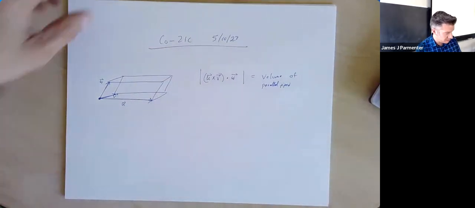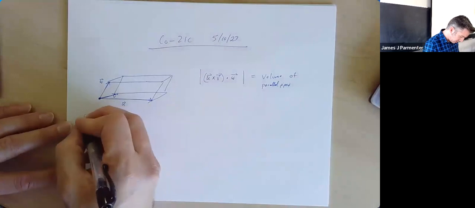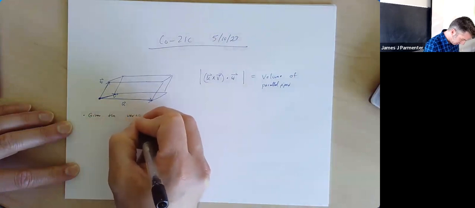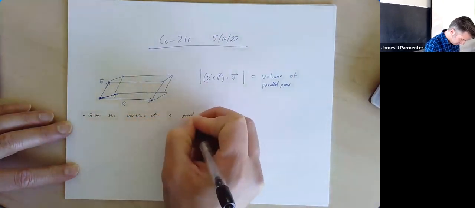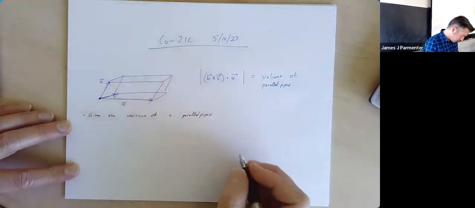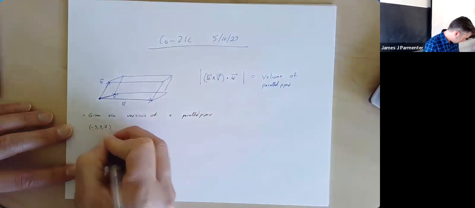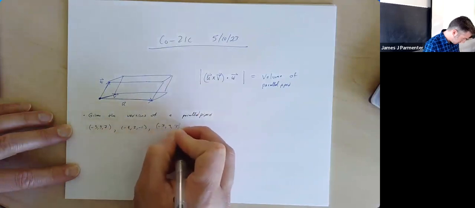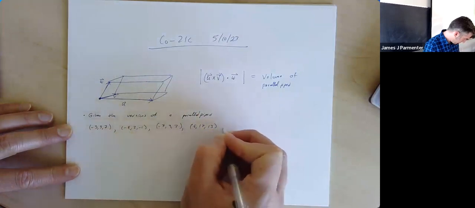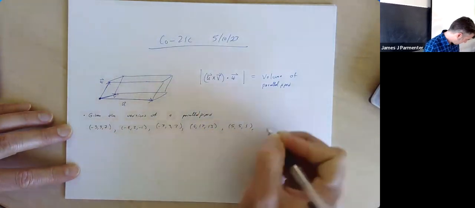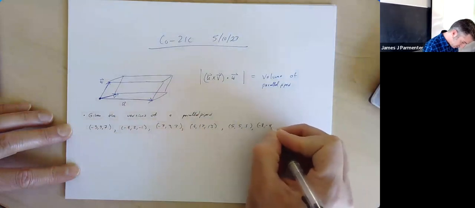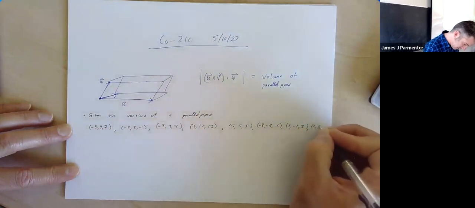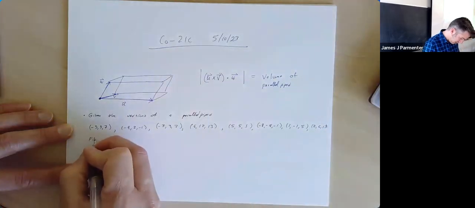An interesting question that sometimes comes up is the following. Given the vertices of a parallelepiped, I'm going to write them out. They are (-3, 9, 7), (-4, 2, -1), (-7, 3, 7), (6, 12, 13), (5, 5, 5), (-8, -4, -1), (1, -1, 5), and finally (2, 6, 13). Find the volume of the parallelepiped.